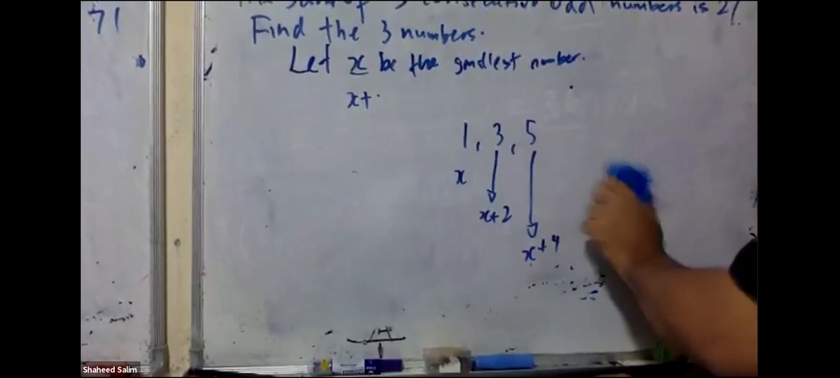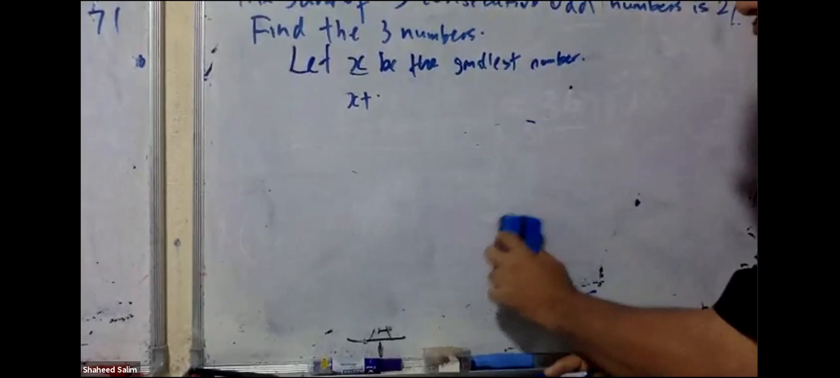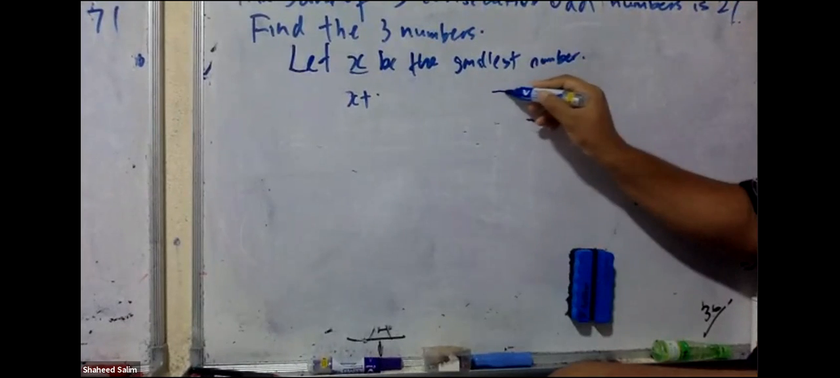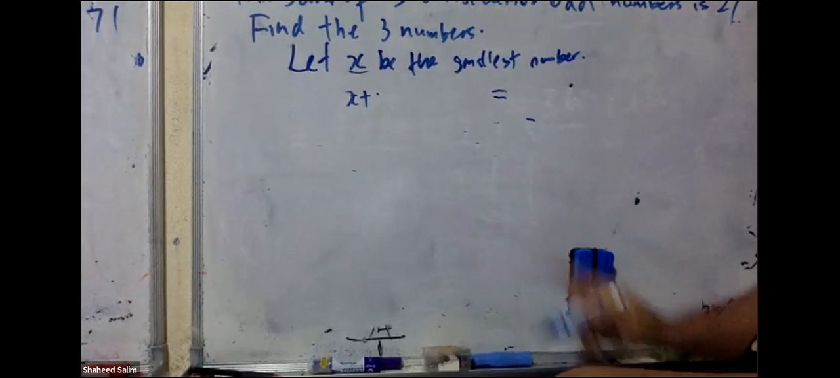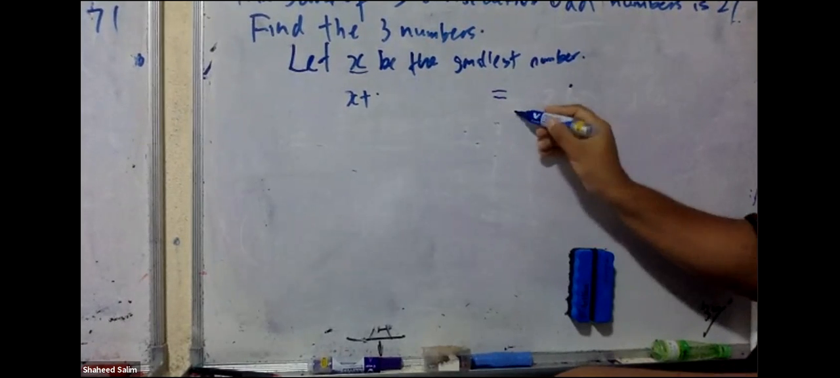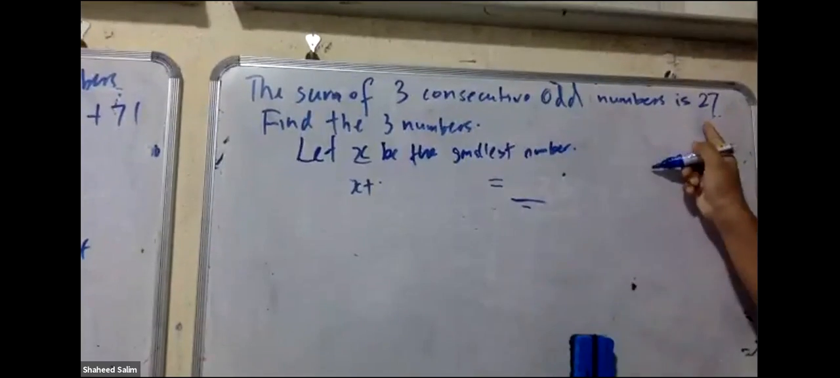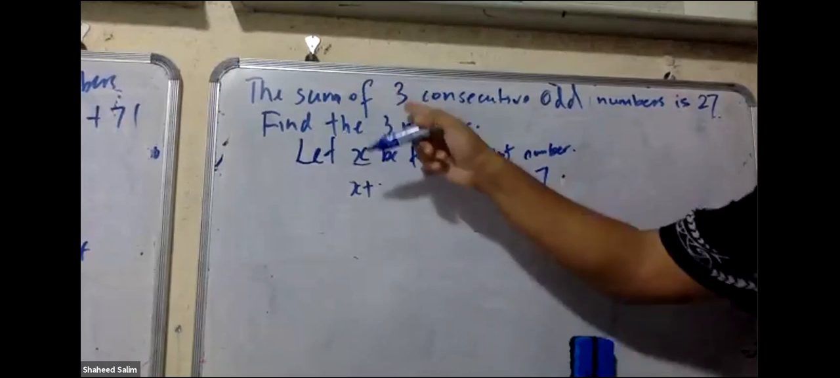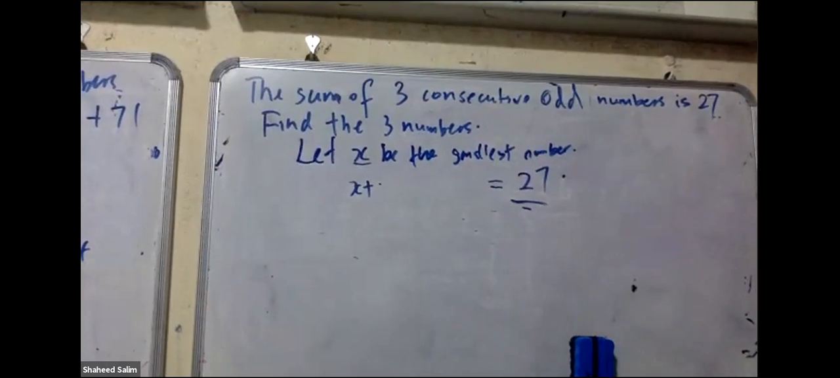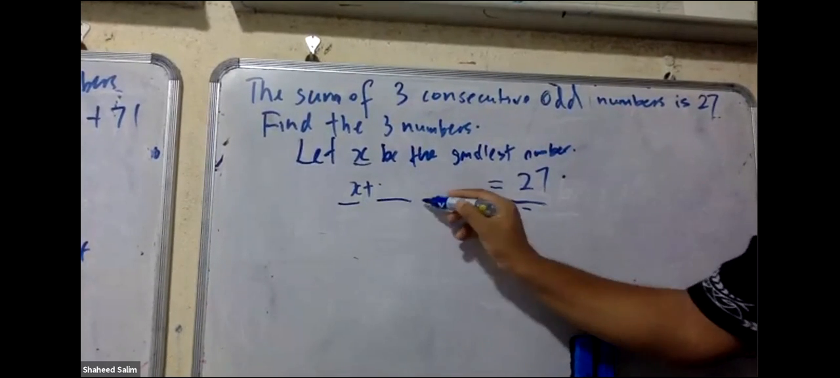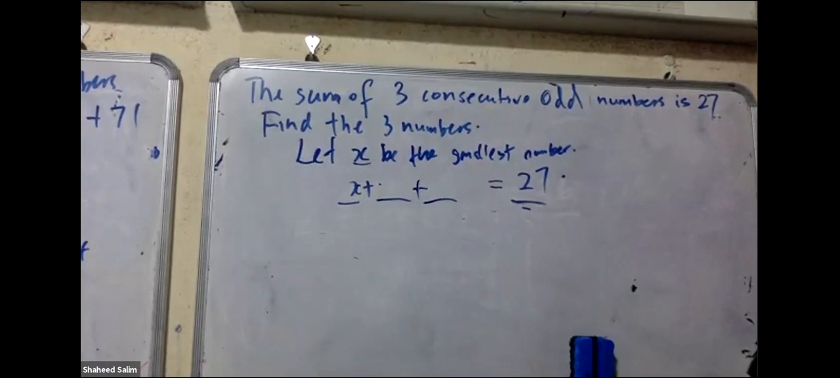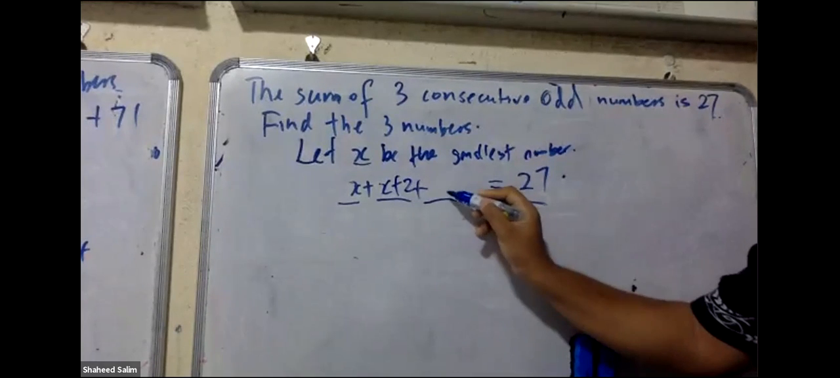So now you form your equation. What is an equation? An equation means you must have the equal sign. What is equal to what? The question tells you a number. What's the number? 27. The sum of the three consecutive odd numbers is 27. So x plus what plus what? x plus 2, x plus 4.